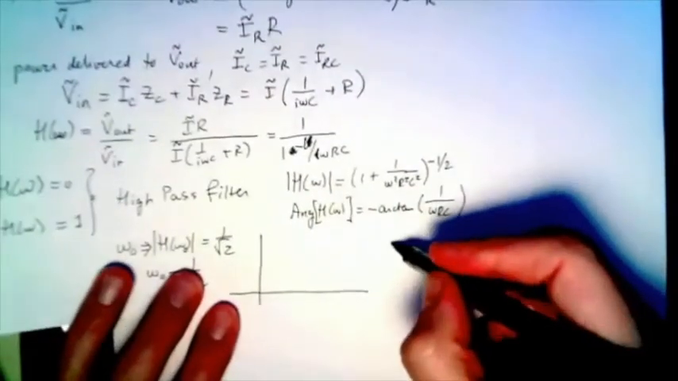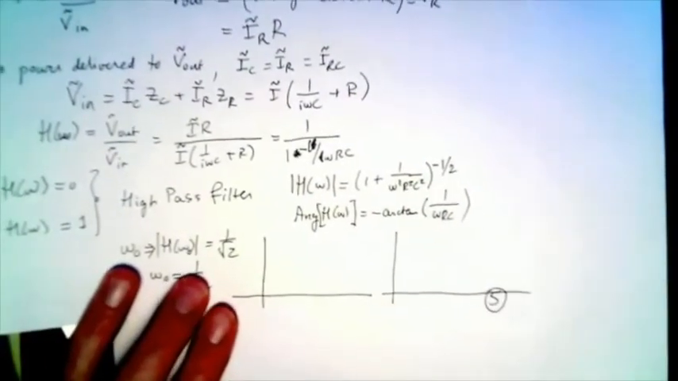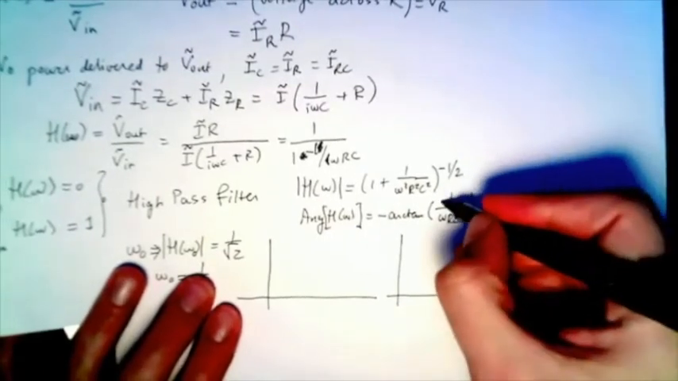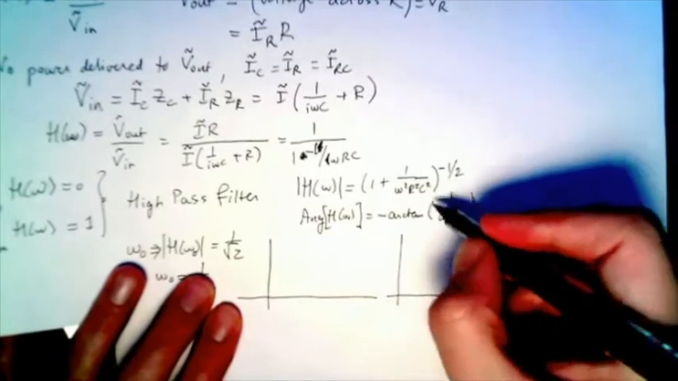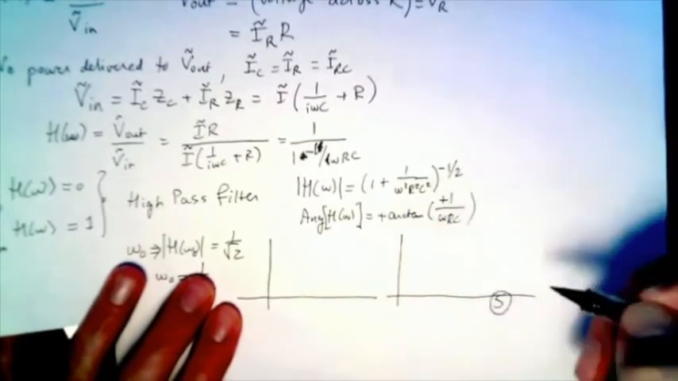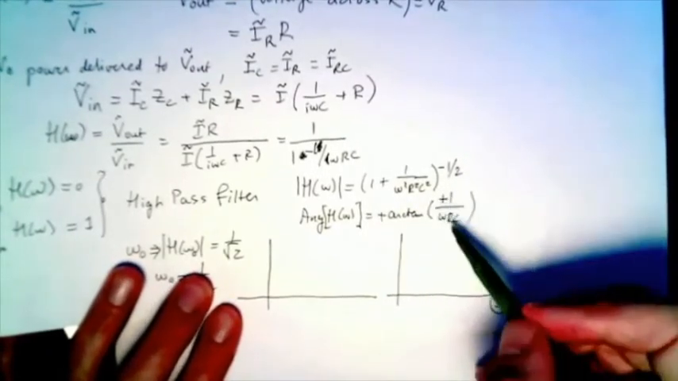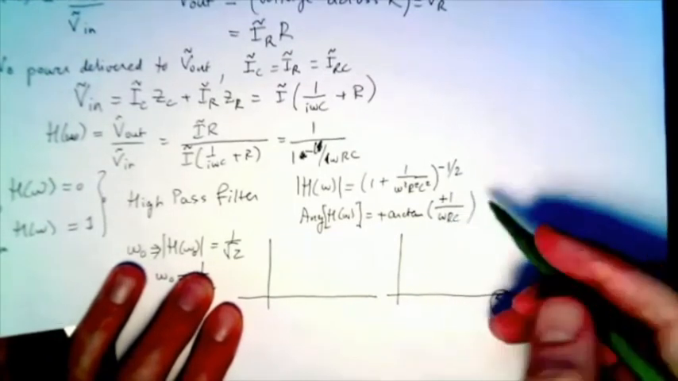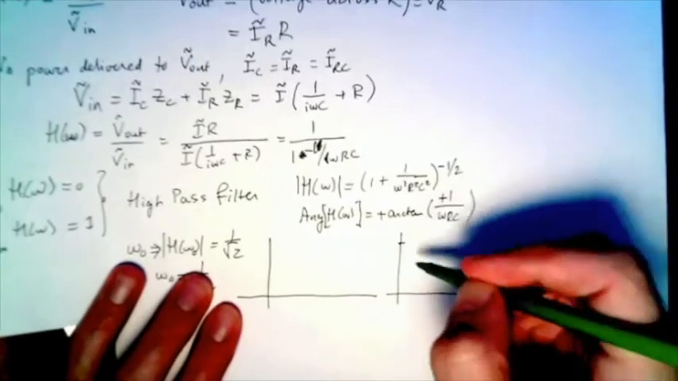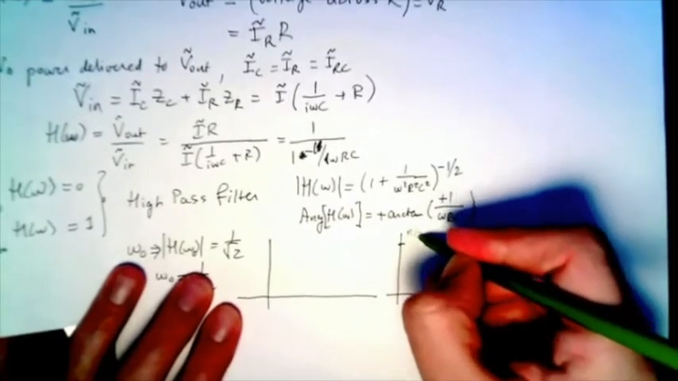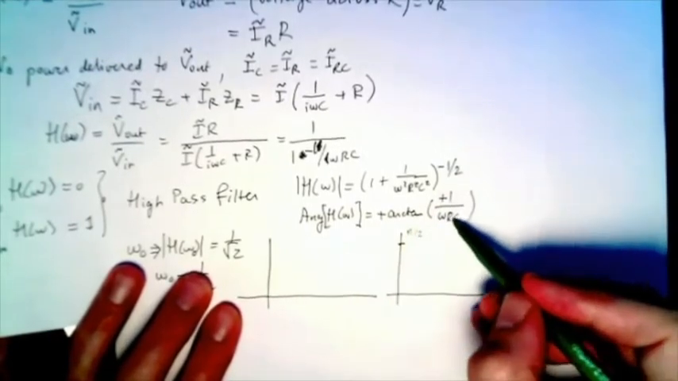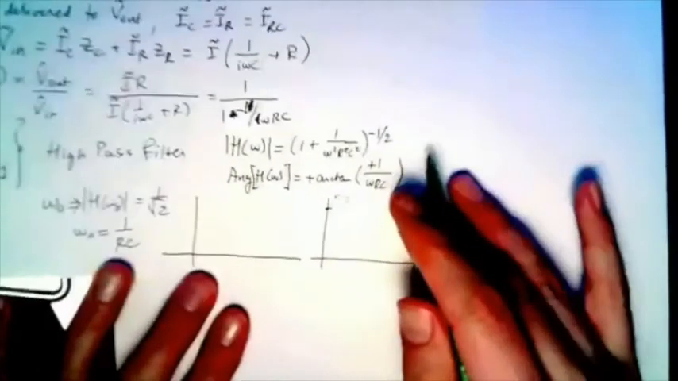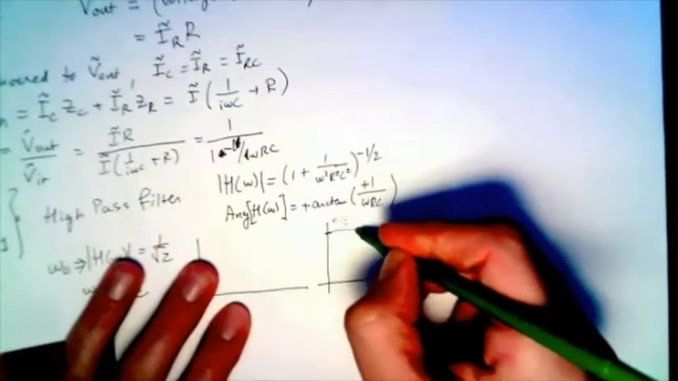So the phase, there was a minus and a minus. Sorry, the minus and the minus, these cancel. So that becomes a plus. So this phase at 0 frequency is large, right? So that starts out here, pi over 2. And then when omega goes to infinity, this thing is 0, and arctangent of 0 is 0. So this does something like this.